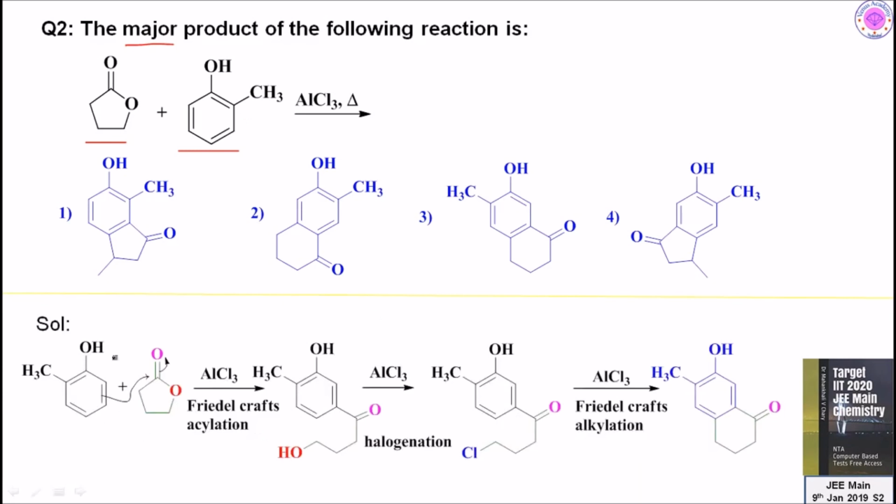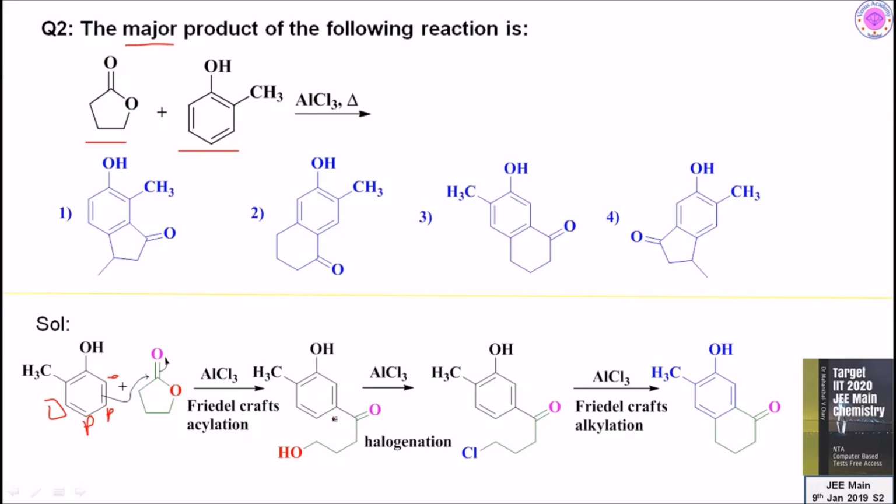Friedel-Crafts acylation reaction. Dear friends, this hydroxy group orients the incoming acyl group to ortho and para, and this methyl also. This is ortho to hydroxy, this is para to hydroxy, but with respect to methyl, this is para and this is ortho. So methyl directs the incoming carbonyl group to give para to methyl. So acylation takes place para to the methyl group.